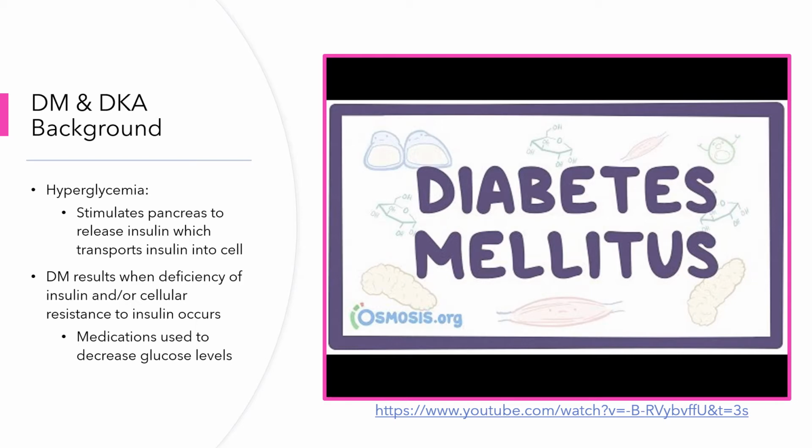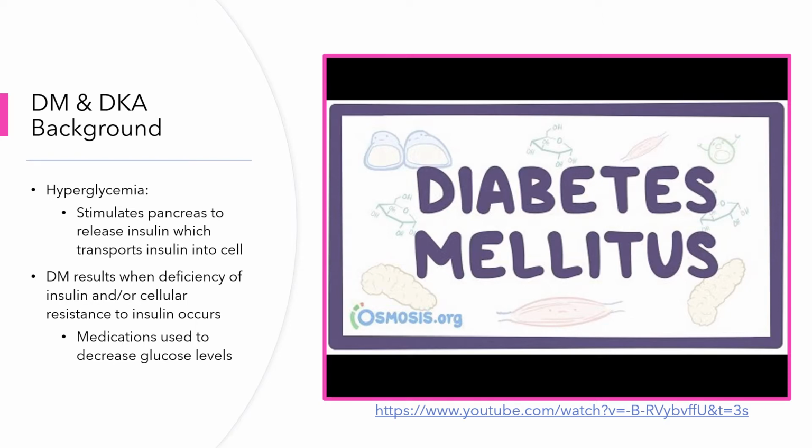So first, a little bit of background about diabetes and diabetic ketoacidosis. Hyperglycemia is an elevated glucose level. This is stimulated by the pancreas in most cases to release insulin and transport insulin into the cell. However, those with diabetes have an insulin deficiency or a cellular resistance, and this is also going to be the difference between type 1 and type 2. You'll get into that later in your diabetes lectures. Then we're going to look at medications used to decrease that glucose level.